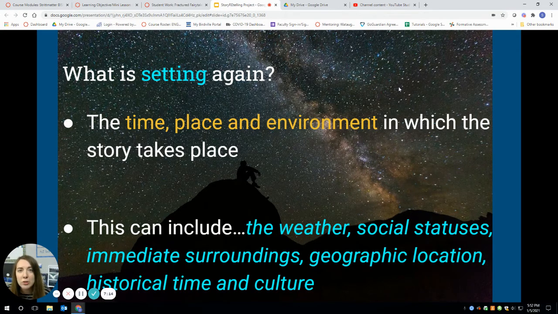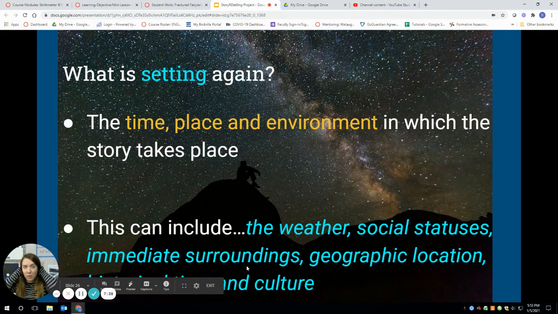Environment could mean maybe there's a plague going on. Environment can mean maybe it's in the middle of a war, or maybe it's in a time of great difficulty, of poverty, or the Dust Bowl, or ancient Greece when a certain people was being oppressed. So the environment and setting can include what the weather's doing. It can include social statuses. It can include their immediate surroundings.